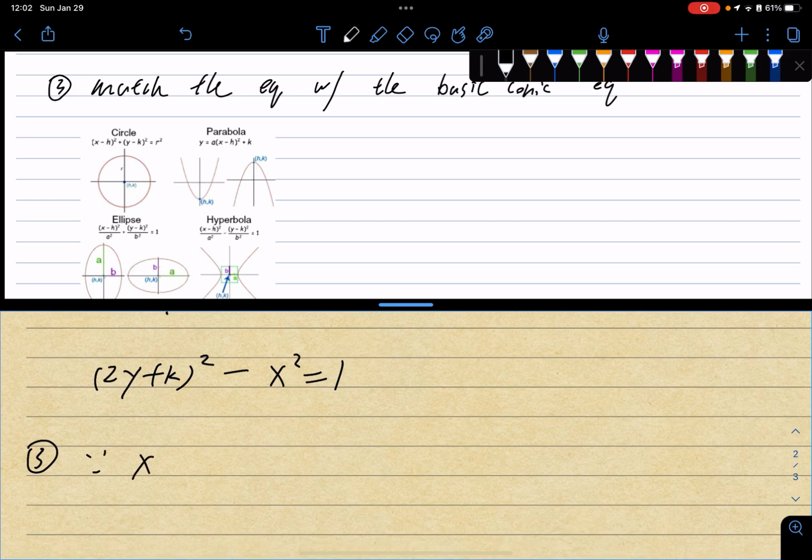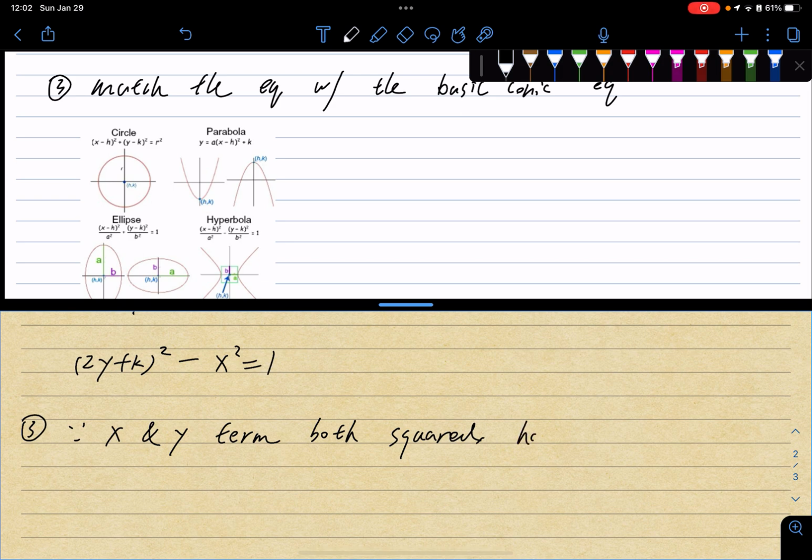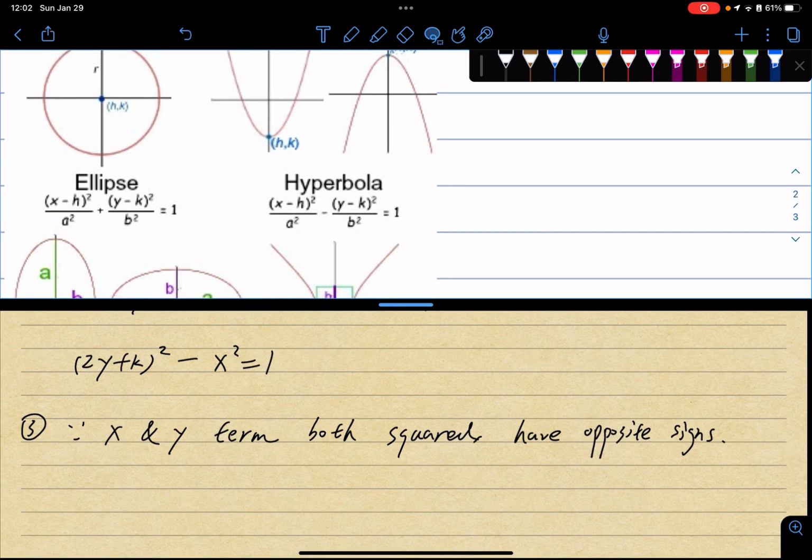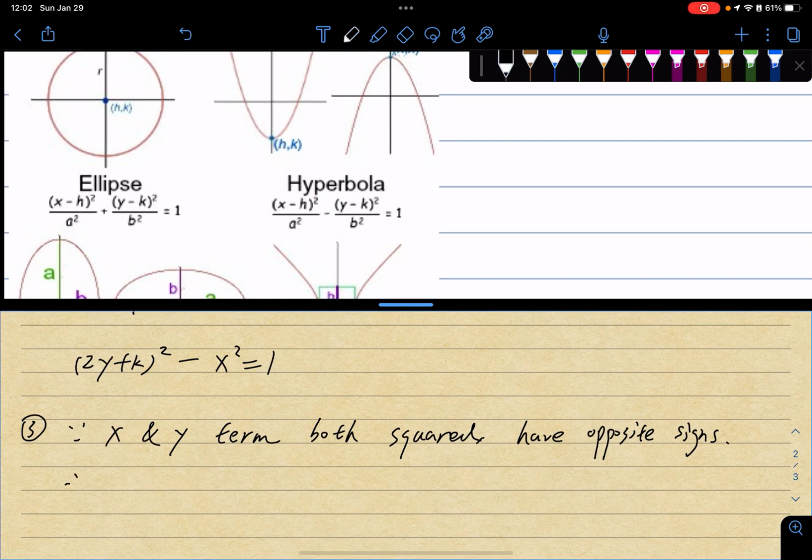In our problem, because the x term and the y term both are squared and have opposite signs. If you examine our hyperbola equation, x squared, y squared, they have opposite signs of each other. Therefore, this level curve looks like a hyperbola.